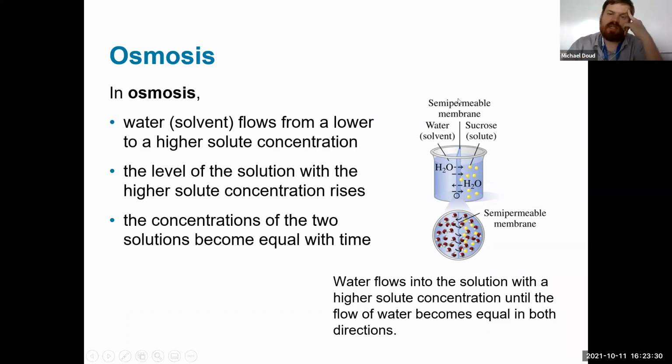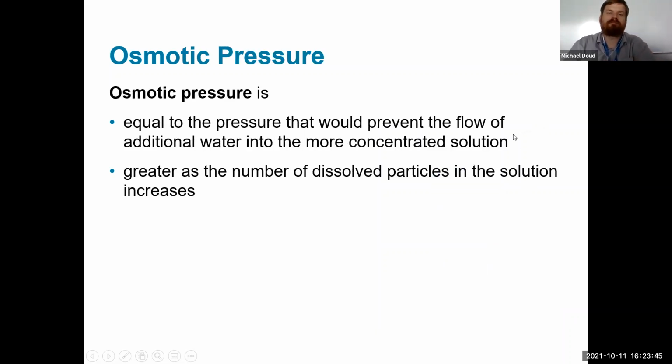And this is an example here of a semi-permeable membrane. Now, the semi-permeable membrane is something like the cell wall, where large particles can't really get through, ionic particles can't really get through, but water molecules can pass freely through the cell wall.